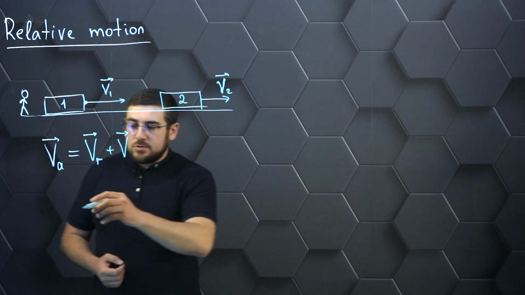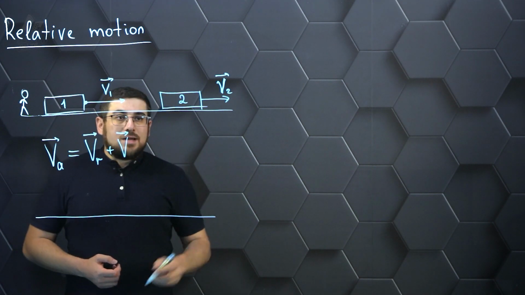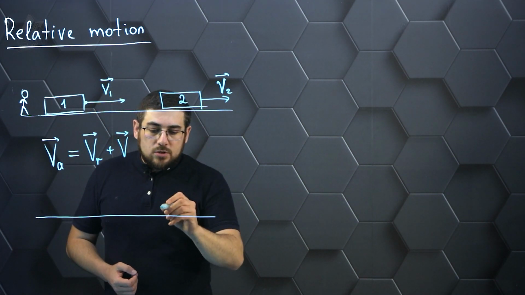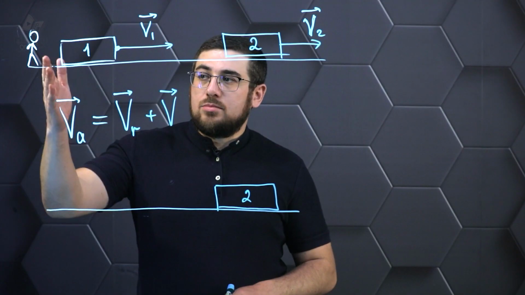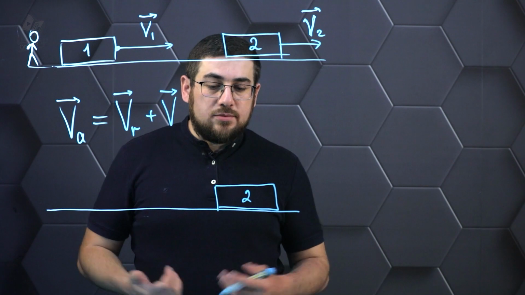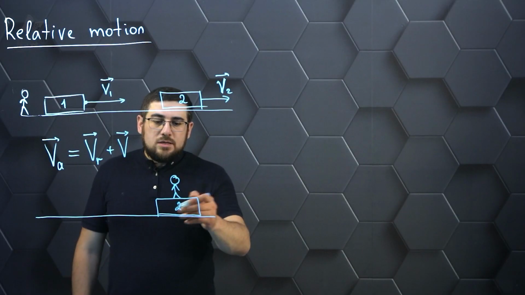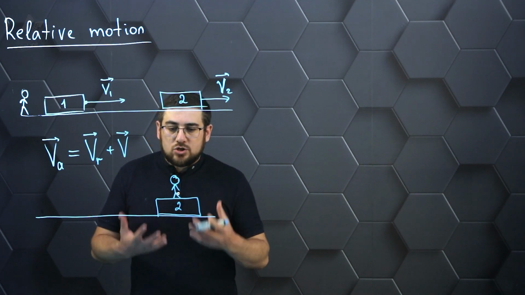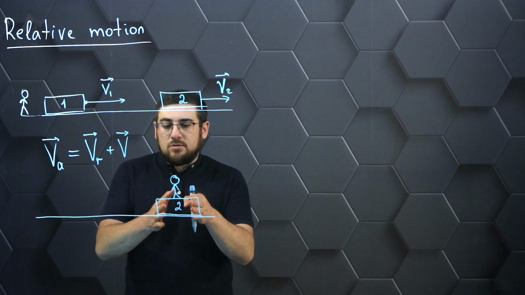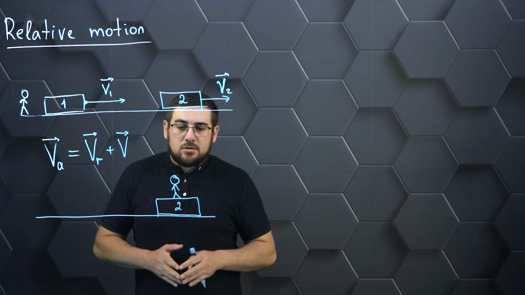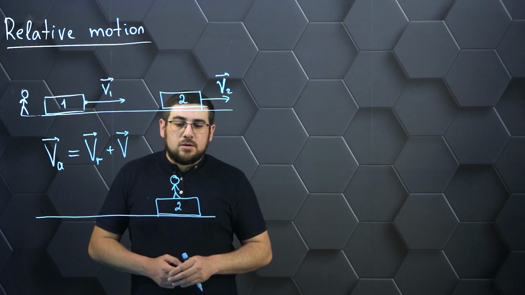To do that, we're going to make a second figure, where the second car is now stationary. We move the observer to the second car. Let's draw him like this. And now our task is to consider what happened to the speed of this car. That is, if we stop this car and propose to consider it as a reference frame, it means that its velocity at this moment of time is 0.